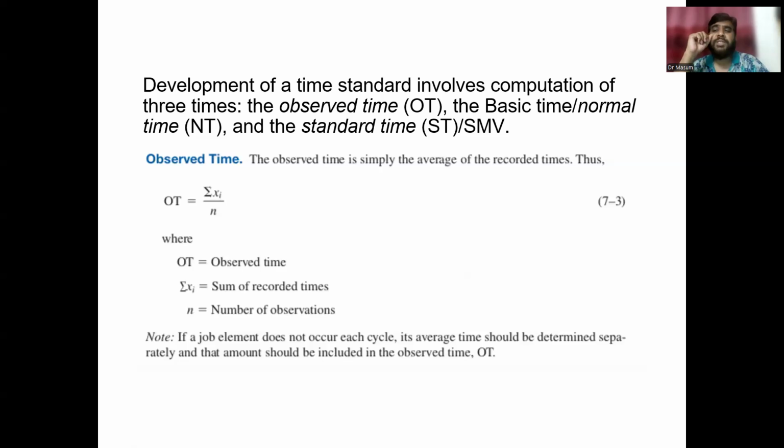So first time maybe it will take 1 minute. This is not the standard time. What you have to do, you have to take the measurement several times. This is known as summation over xi. That means the sum of all the trials divided by how many times you have taken the sample. Then you will get what? Observed time. And this observed time is not the final.